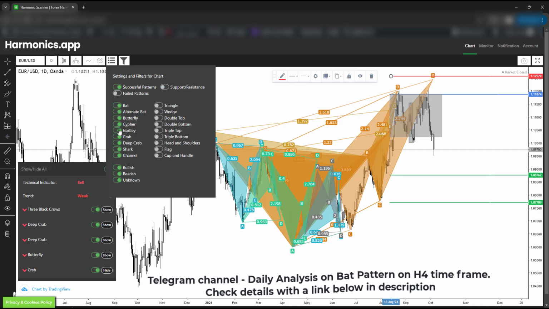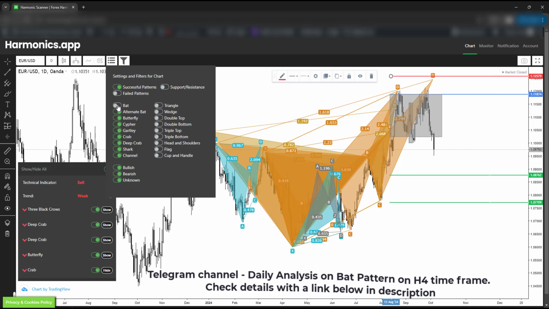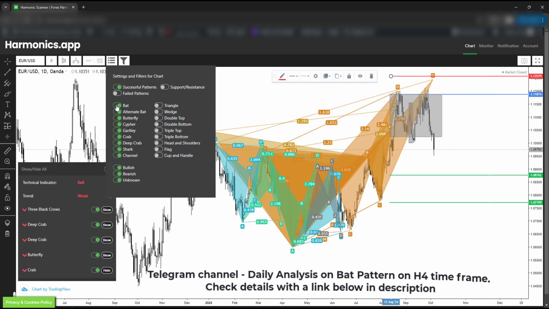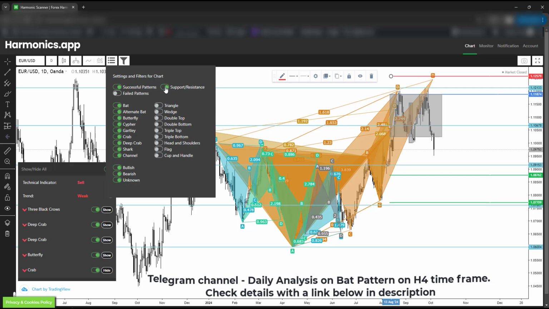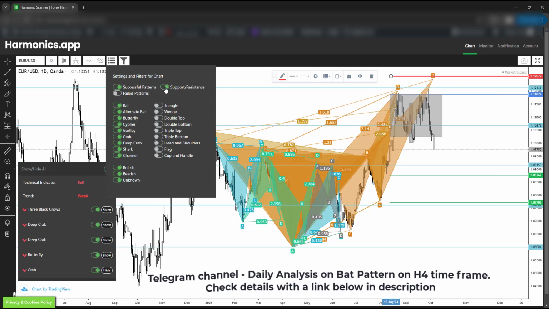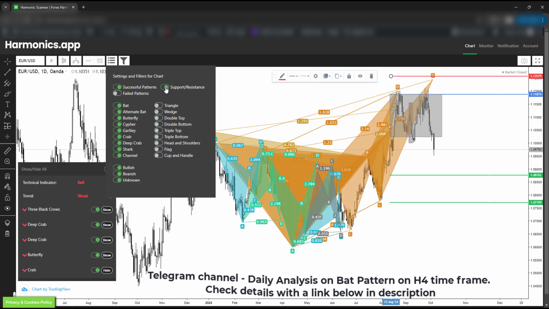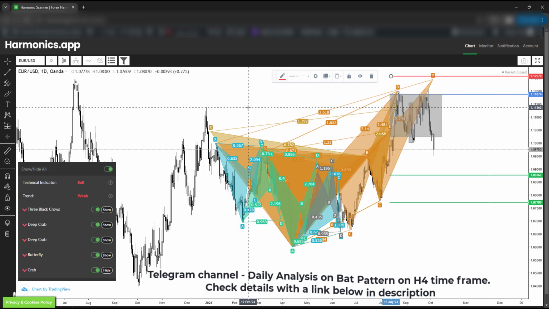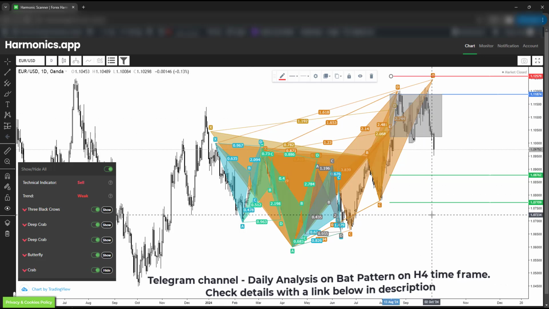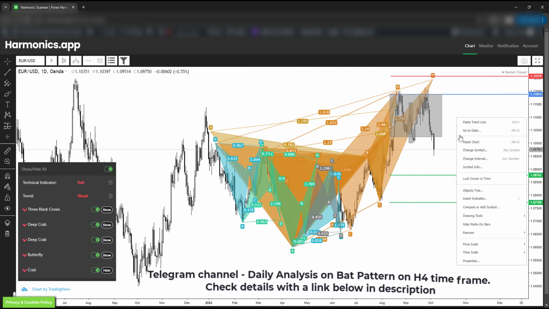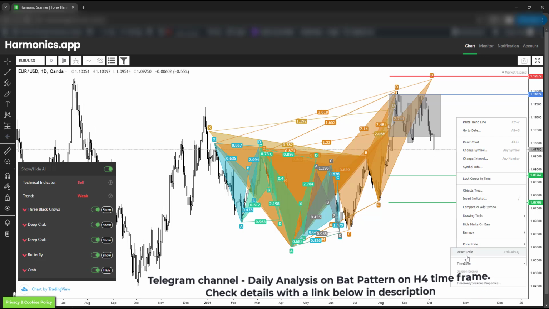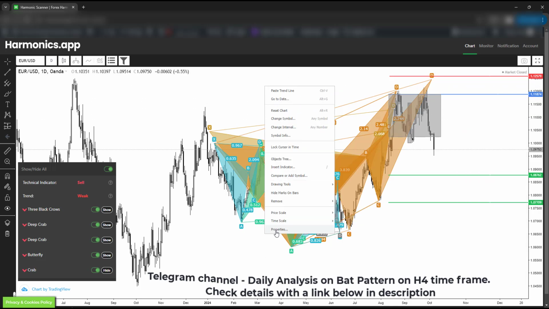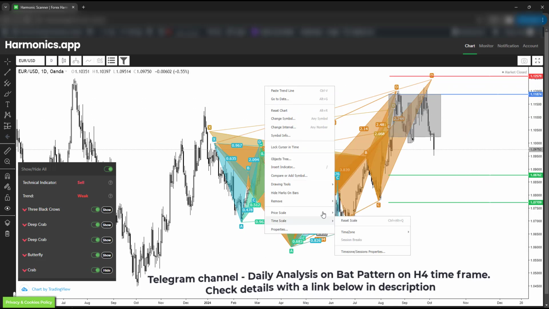You can see that with the green settings, you can activate or deactivate certain patterns, and you can also activate support and resistance levels that the Harmonic SEP scanner makes for you. And then you can also change the settings and leave that. Also, you can change the settings of the chart, simply by going to the settings, for example here, and going to the properties. Inside the properties, you can also change the details, for example, the background and everything else.